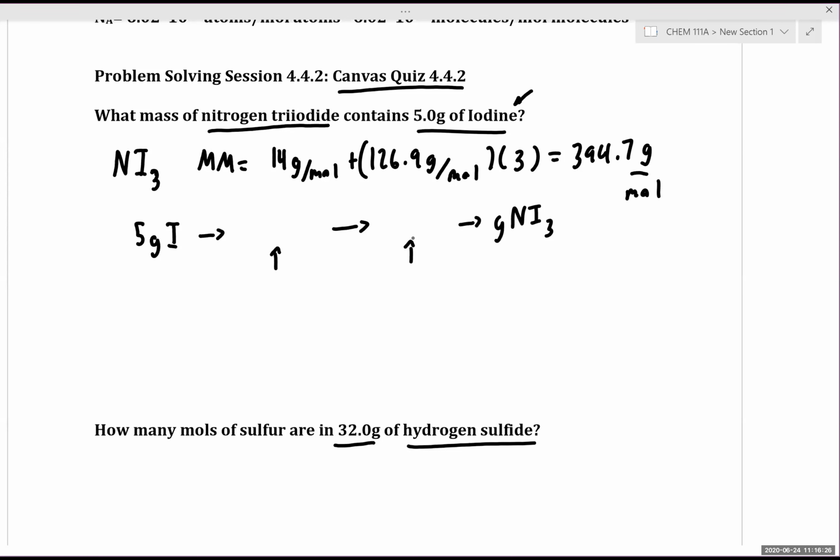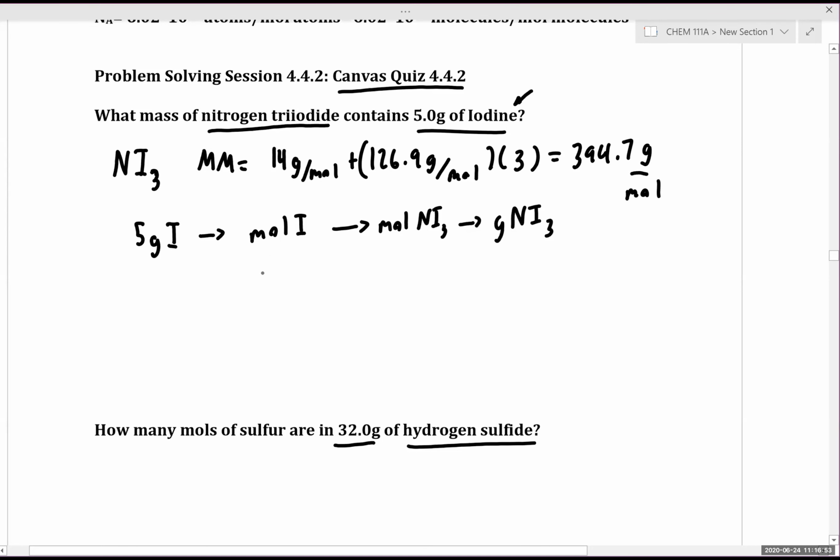You go from moles of iodine on top, and then on the bottom is grams of iodine for the first one. Okay, perfect. And now to go from moles of iodine to grams of nitrogen triiodide, what intermediate units are we going to go through? Just the intermediate unit for now. Moles of nitrogen triiodide. Yep, exactly right.